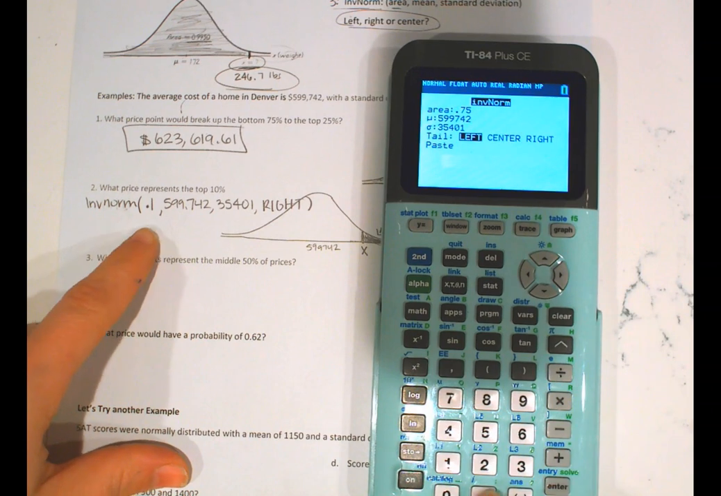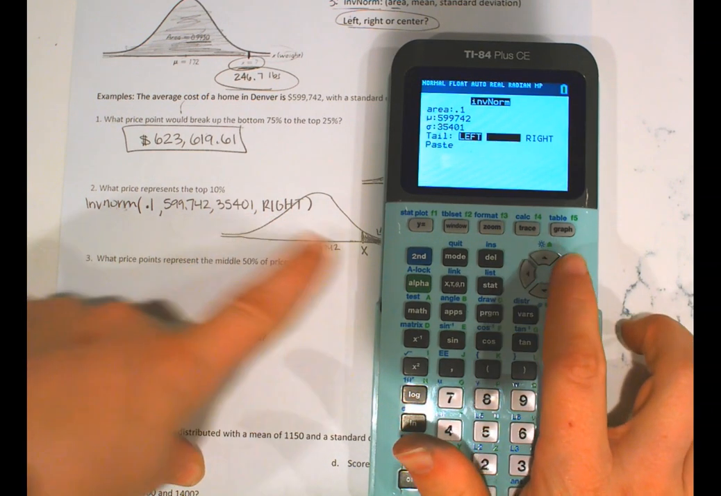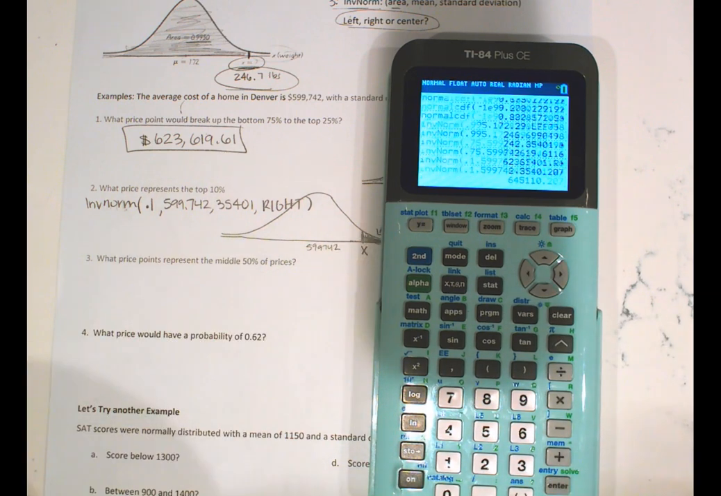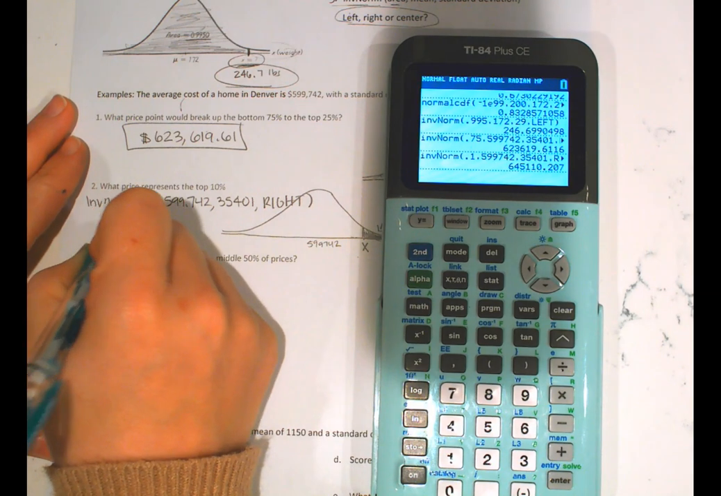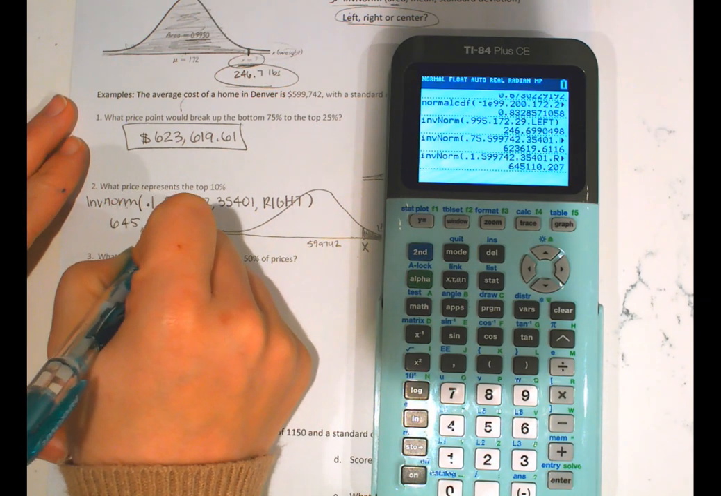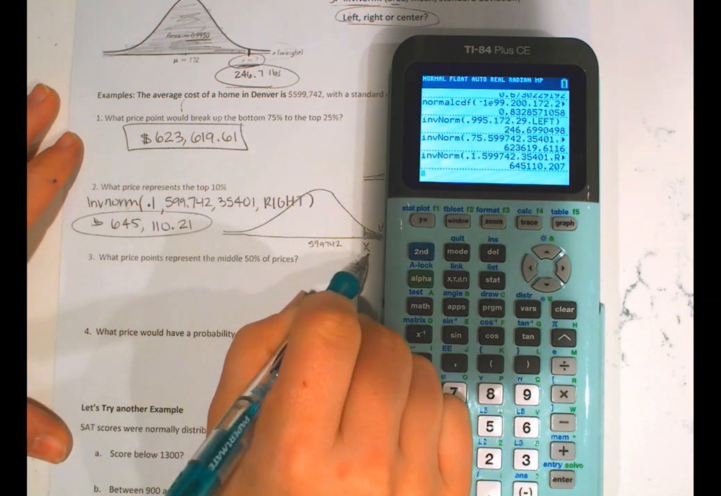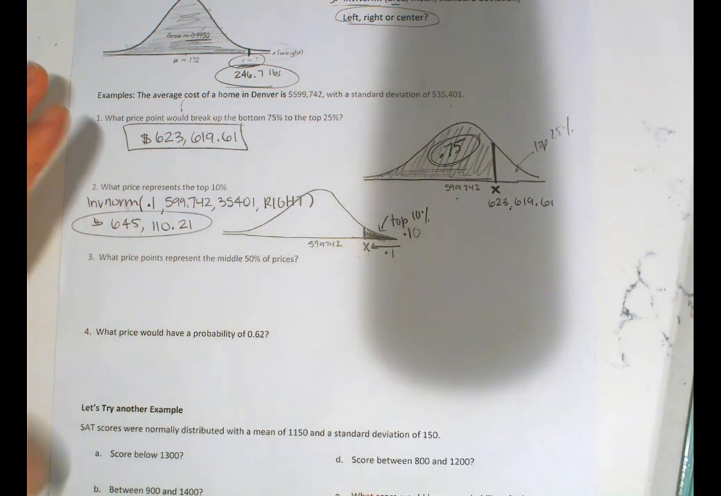So if I put in 0.1, that stayed the same, that stayed the same, but now I'm shaded in the right, then it tells me that that value right there is 645,110.21. So that represents that cutoff score. I went 10% coming this way.